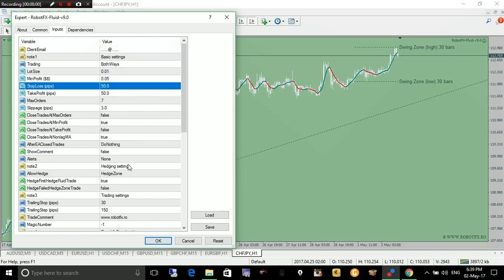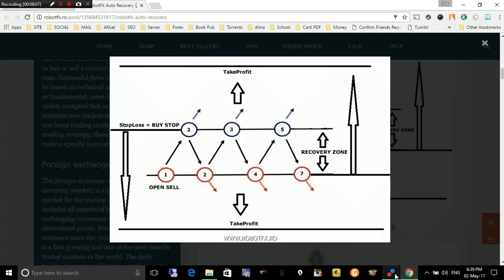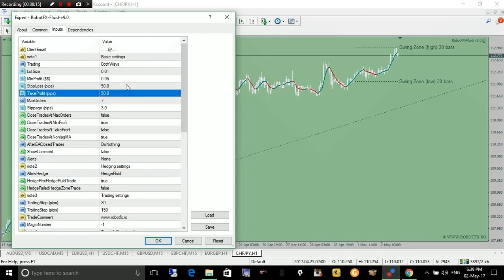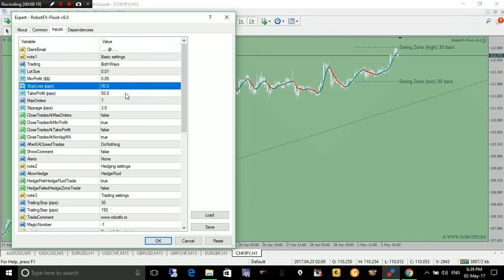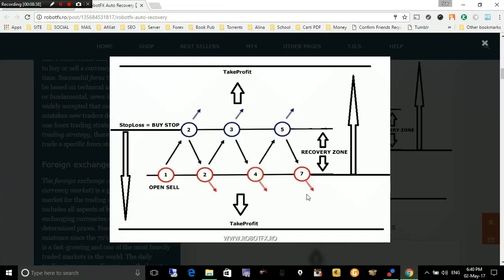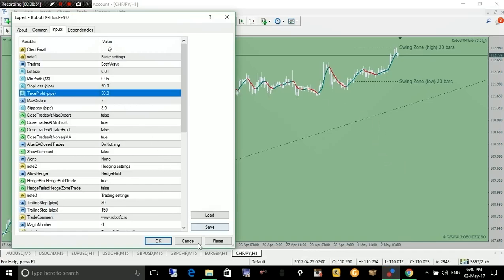Another important thing to be said is that when we are hedging, either hedging the zone as the auto recovery does, or hedging the fluid, hedging with the trend, the stop loss and the take profit values are only used to calculate the size of the next hedge order. If the ratio between them is 50 to 50, then the next opposite order will be double the size of the previous one, or it will be calculated so the sum of the lot size of the trades of that kind will be double the sum of the trades of the opposite kind.